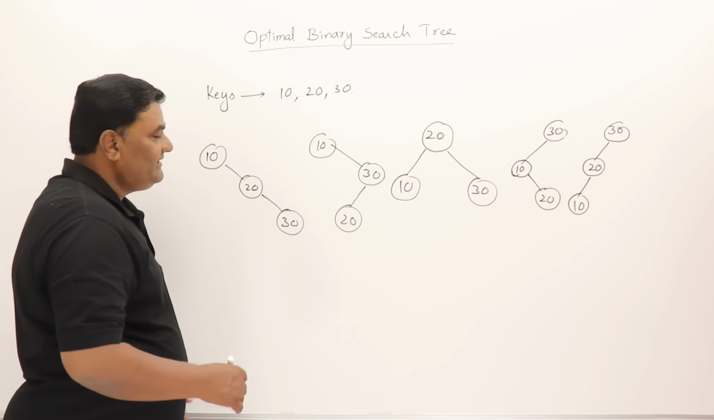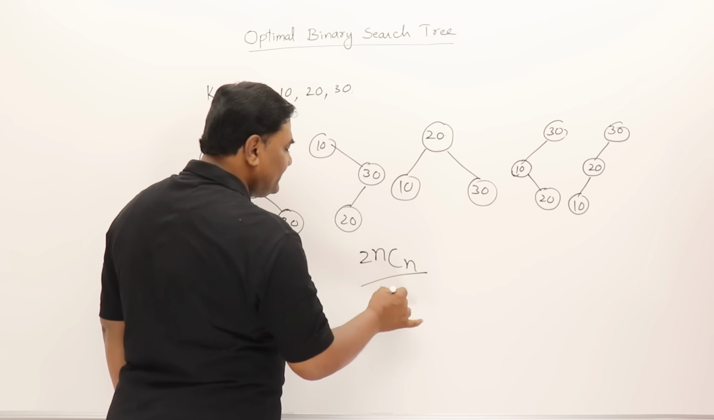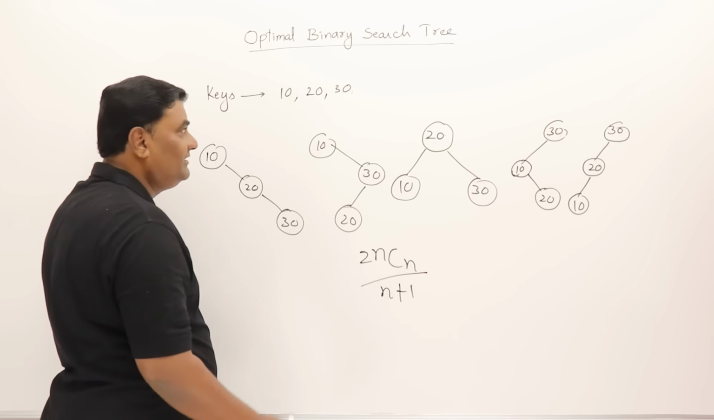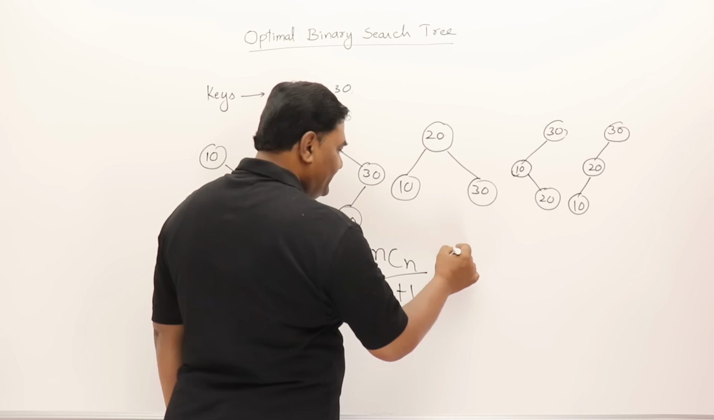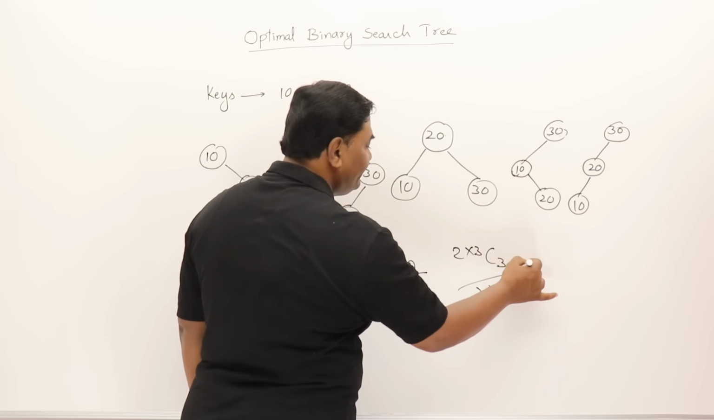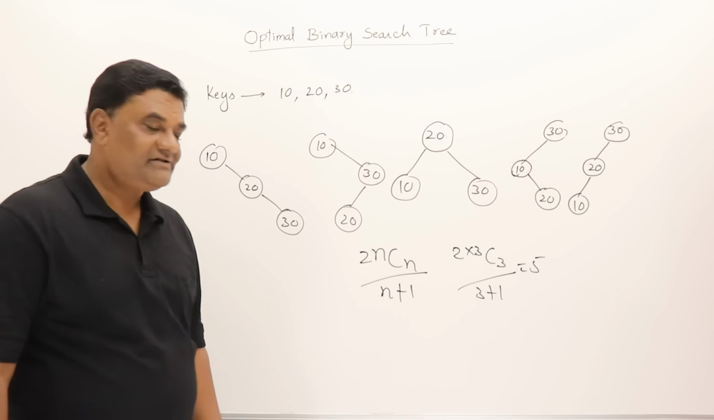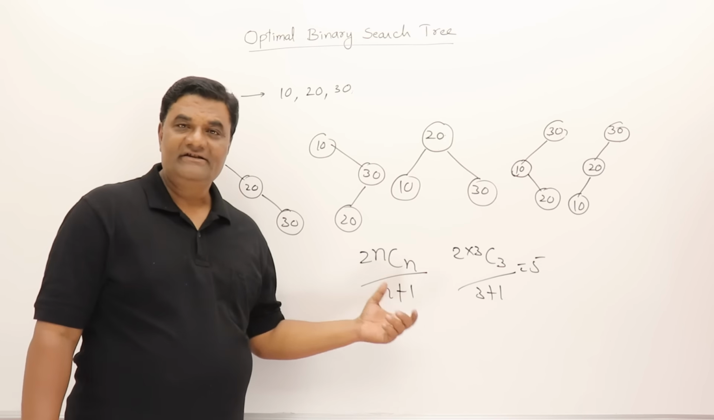So for n keys, how many different binary search trees are possible? 2n C n by n plus 1 binary search trees are possible. So for 3, this will be 2 into 3 C 3 by 3 plus 1, this will be 5. So 5 different binary search trees are possible for 3 keys. For n number of keys, these many are possible.